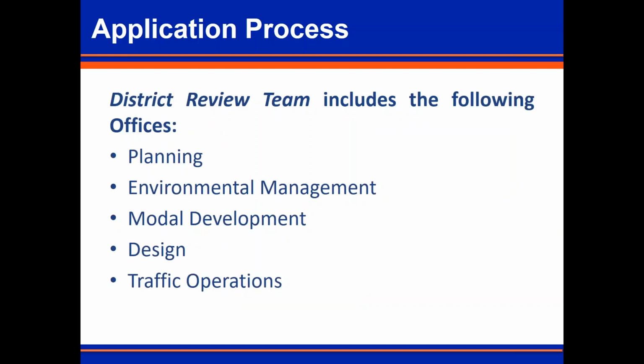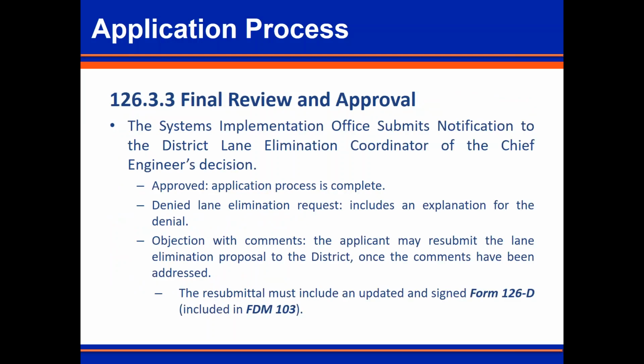For clarification, the district review team includes the following offices at the district level: planning, environmental management, model development, design, and traffic operations. In section 126.3.3, which is the final review and approval, clarification was provided. Whenever a lane elimination request is denied, the notification from the Systems Implementation Office to the district will include an explanation of the denial. At this point, no resubmittal is required.